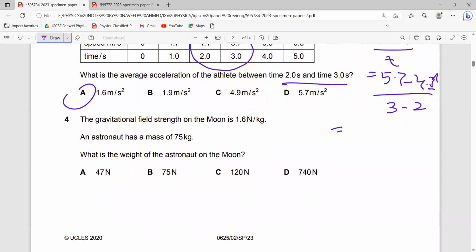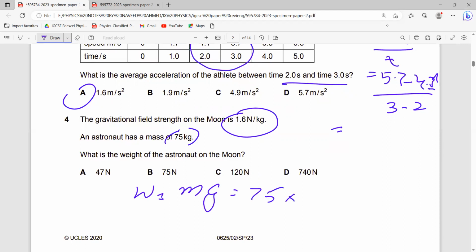In the next question, you will see the gravitational field strength on the moon. The value of small g is this. An astronaut has a mass of 75 kg. This is the mass, so you have to find the weight. You know that weight W is equal to mg. Substitute the values: 75 times 1.6. When you solve it, it's about 120 Newton. So C is the right option.